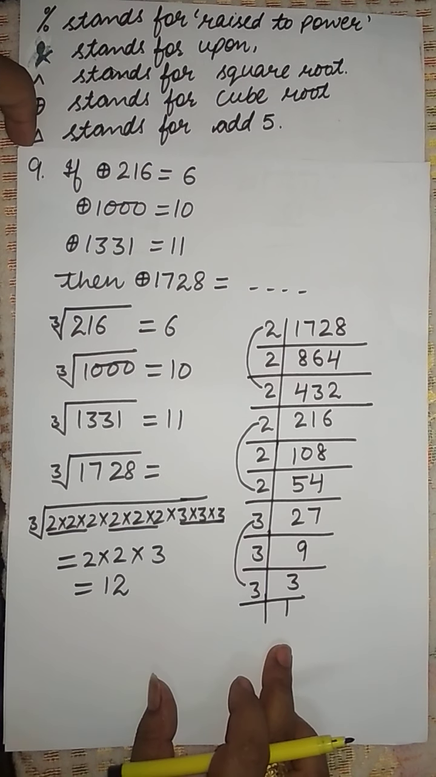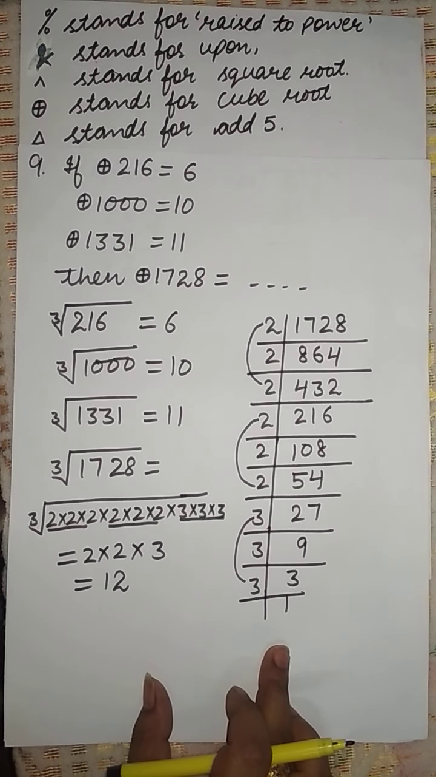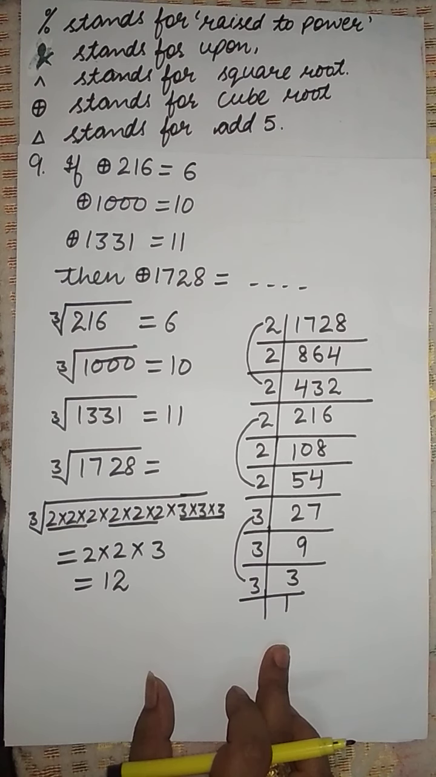So this is the way to find out the cube root, and basically we are concerned with the topic of the symbol representation for mathematical operations. So students, this is all about chapter number 25, that is mathematical operations with changed signs.